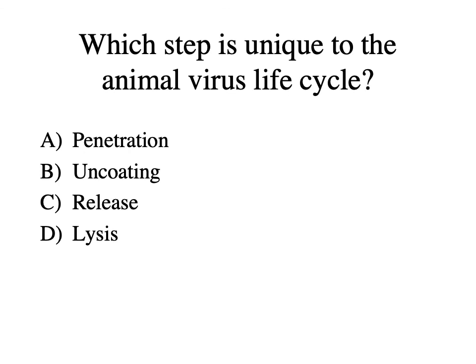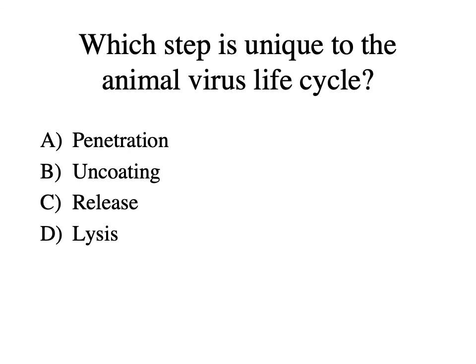Which step is unique to the animal virus life cycle? Is it A, penetration, B, uncoating, C, release, or D, lysis? Well, we know that release can occur by lysis, so it's not C or D. We know that all of the virus life cycles have to have attachment and penetration. So the answer is B. Uncoating is unique to the animal virus life cycle.